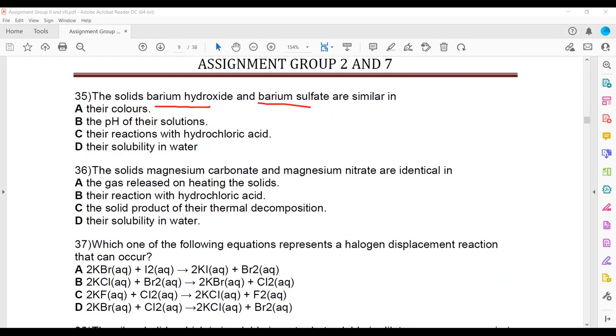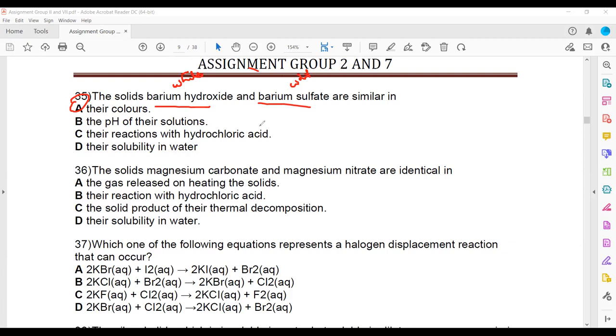So as I mentioned, group 1, group 2 or group 3 compounds are white solid. So what will be the appearance of barium hydroxide? White. Barium sulfate will also be white. But what about the pH of the solution? Barium hydroxide is alkaline, whereas barium sulfate is insoluble, so it does not dissolve. So this will have a pH higher than 7. This won't affect the pH of water.